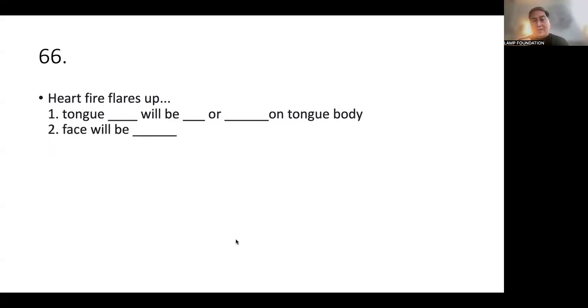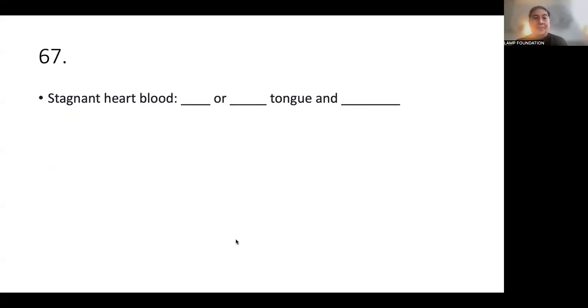Heart fire flares up. The tongue, okay, what happens to the tongue? The tongue tip will be red or there will be ulceration on the tongue. Then you also look at the face. Yes, the face will be red also. Okay, so that's heart fire flaring up.